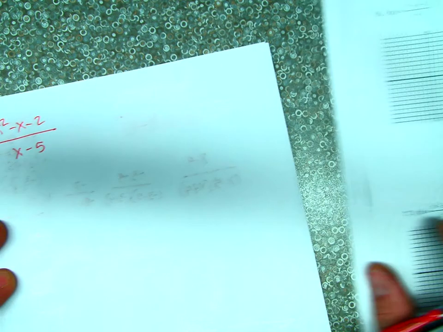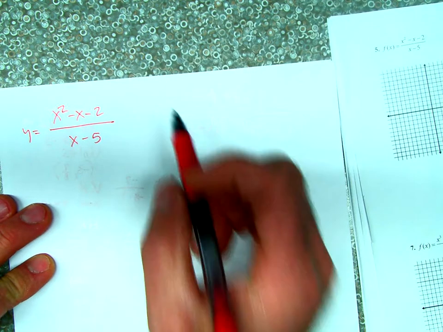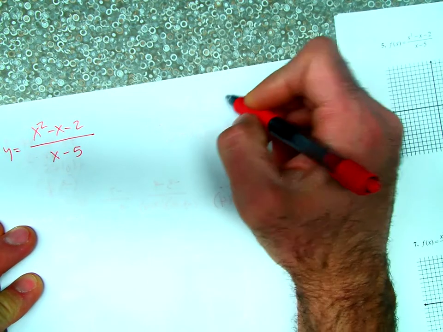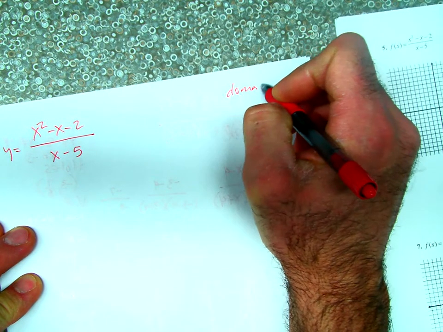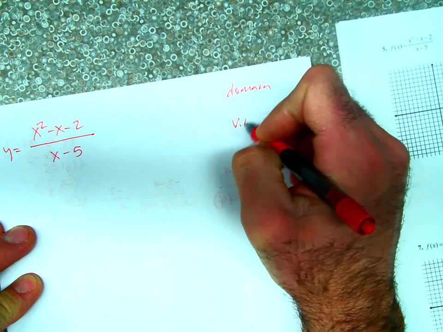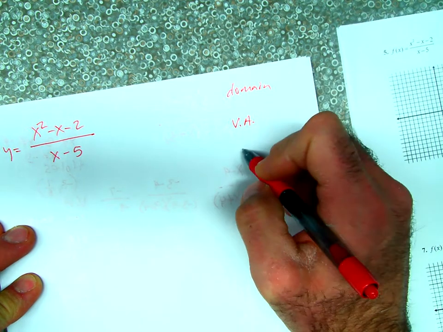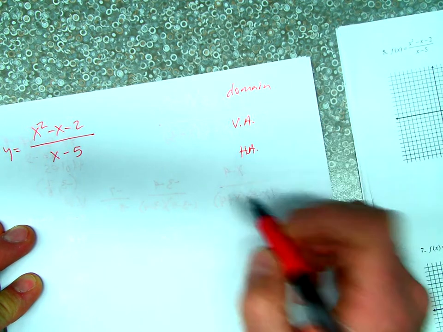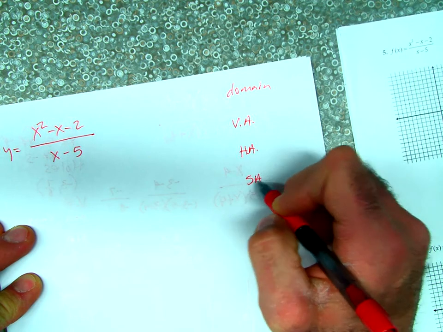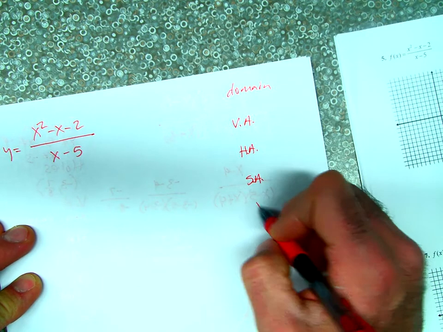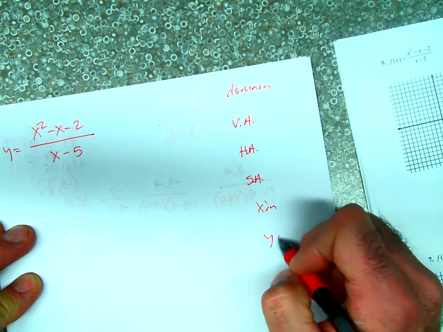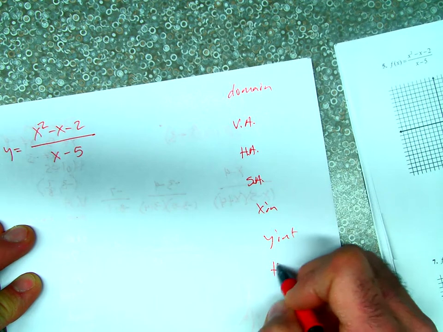Okay. More importantly, we have a test tomorrow. Okay, we have to do domain, vertical asymptote. Thanks, Billy. That's a good point. Horizontal asymptote, slant asymptote, x-intercept, y-intercept. Oh, and I forgot the holes.